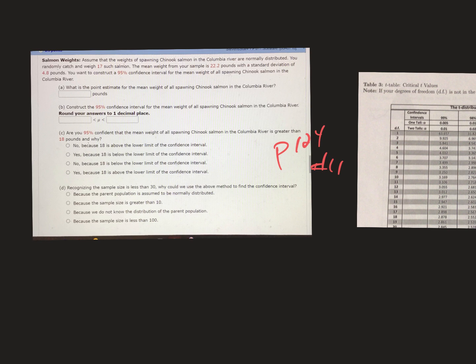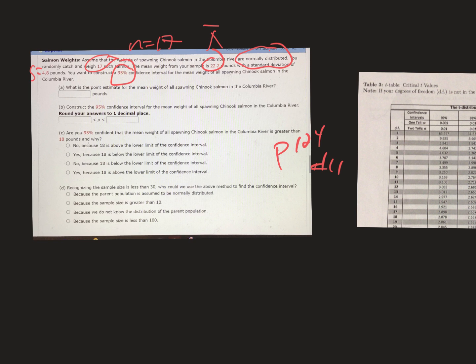So what do I notice about this? I notice that they're telling me the weights of Chinook salmon in the Columbia River are normally distributed. I got a sample size, so that's n. I see they want a 95%. They tell me the sample mean, so that's x bar, and that 4.8 is s because it's coming from the sample, and they want us to make a 95% confidence interval.